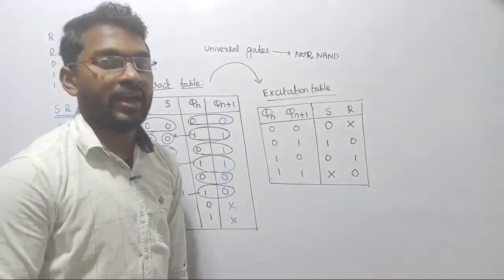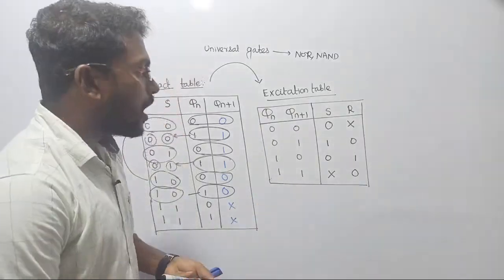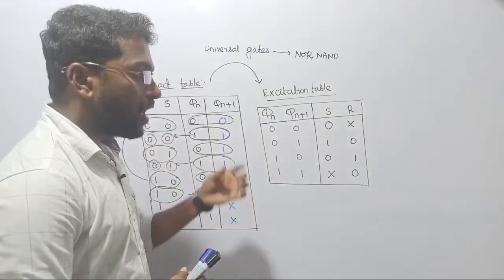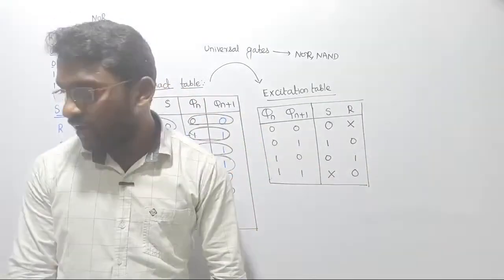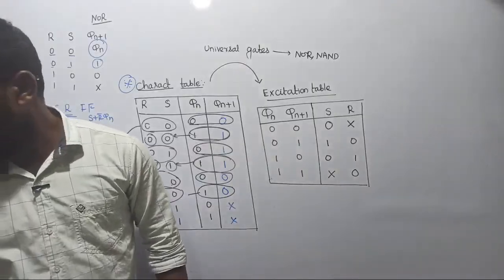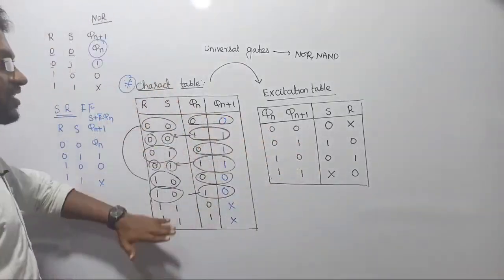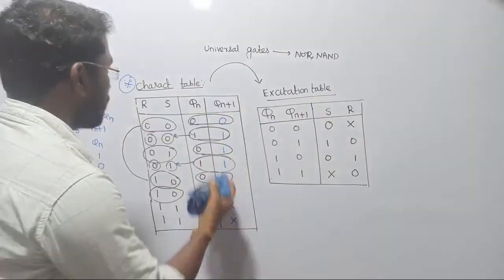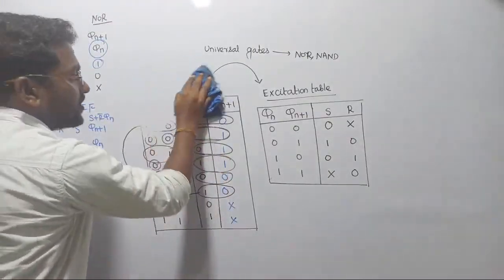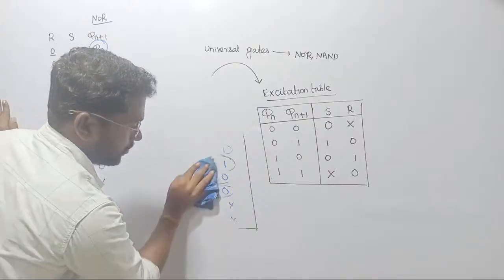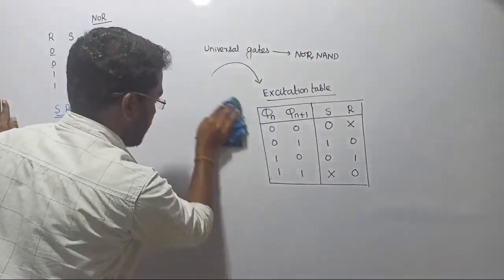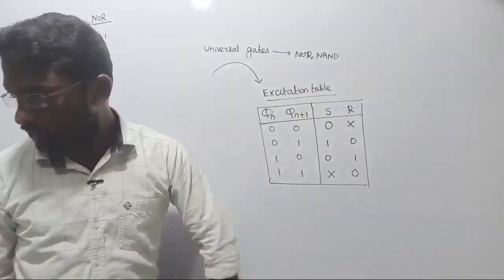This is simply called the excitation table, right? Immediately after designing the excitation table, our next task is to design the state diagram. So let me rub this one, because the characteristic table is over. Now we have designed the excitation table also. Our final step is to design the state diagram of the circuit. So let me do that one also.